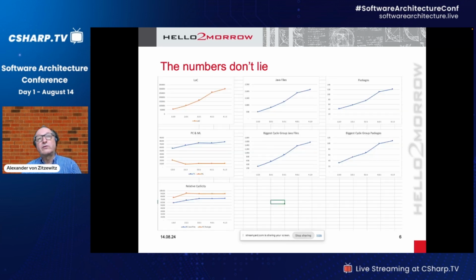So here we have different charts where we compare those numbers over time. We can see in the first chart on the top left that the lines of code from version 1 to version 4.1 grew from about 50,000 lines of code to over 300,000 lines of code. The number of Java files went from 500 to 2,200 or something like this. And then the number of packages went from 40 to over 120.